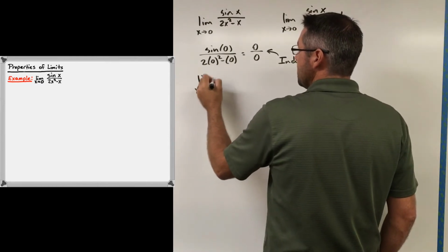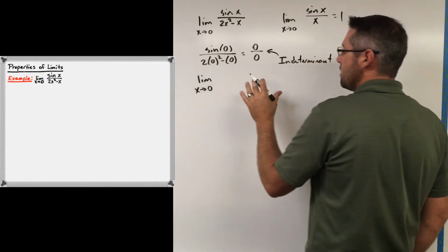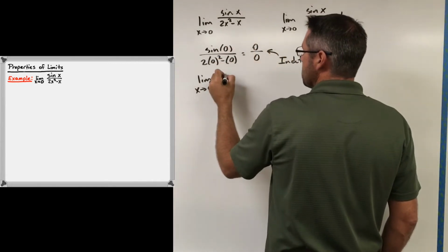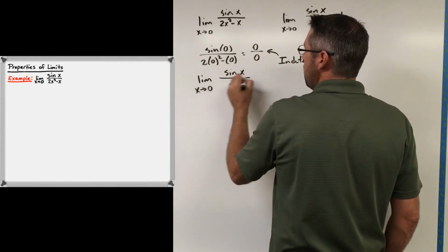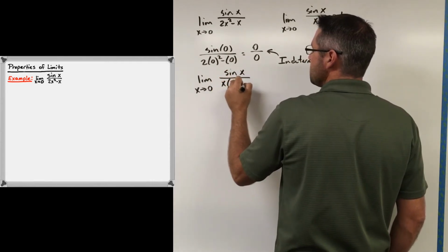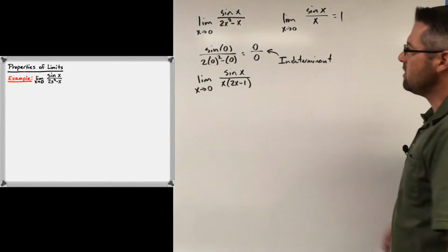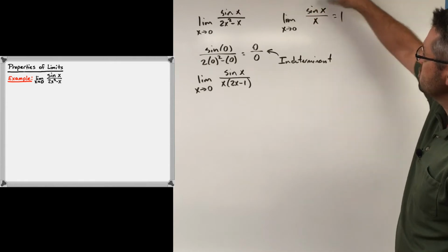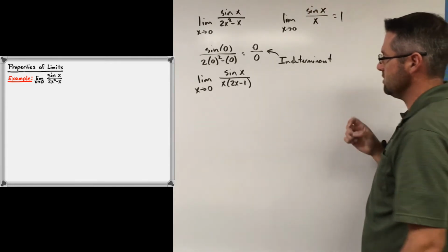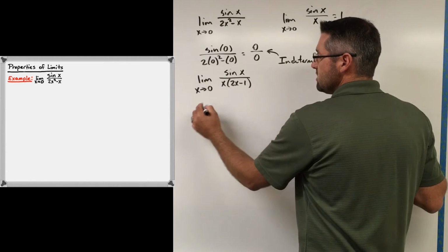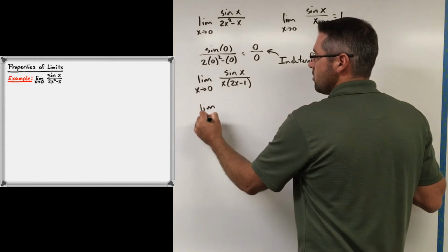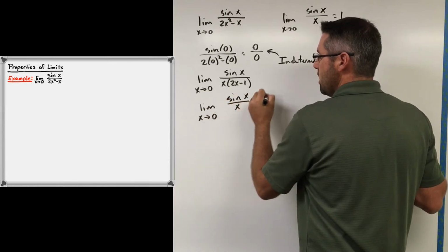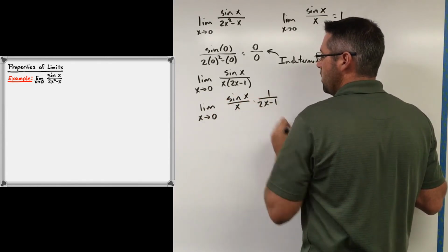It's going to be a little bit different of a look than the kind of factoring that we did before. But let's rewrite this with a factor involved. That'd be sine of x over x times 2x minus 1. You see, by factoring, we start seeing this function that we talked about in prior lessons. So I can now rewrite this as the limit as x approaches 0 of sine of x over x times 1 over 2x minus 1.